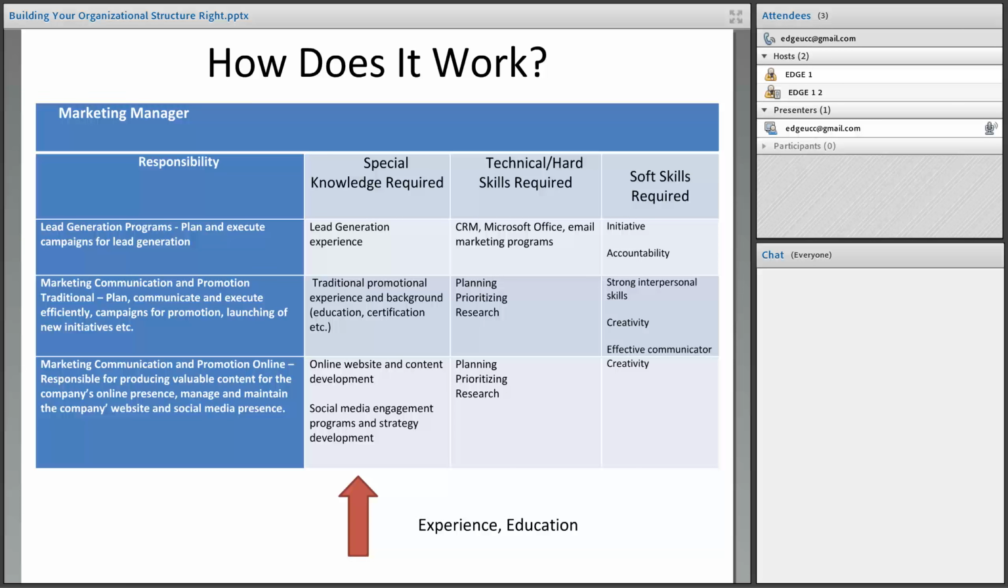So now let's switch gears and move over into talking about the skill sets that are required, so you can make sure that you are bringing in the right individual in terms of the skill set that you need. There are three main areas that you need to be focusing on. The first one is special knowledge. The second one is technical and hard skills. And the third one is soft skills. And when we talk about soft skills, these are more like the attributes that the individual has to bring with them, right?